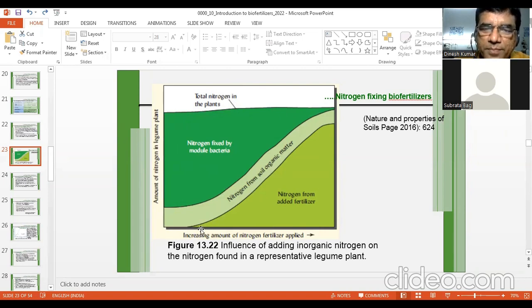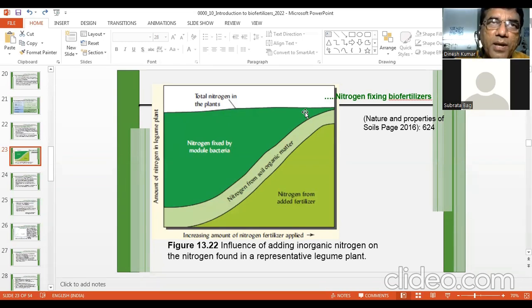Initially, the rates of nitrogen application are very low. Low supply of nitrogen through fertilizers. Then you can see the contribution from biological nitrogen fixation is very large. But if you go on increasing the amount of fertilizer applied to the legume, the contribution of biological nitrogen fixation decreases. And in the end, if you have very high rates of nitrogen fertilizer application, out of the total nitrogen, this much is coming from fertilizer. So here the contribution of legume is minimum.